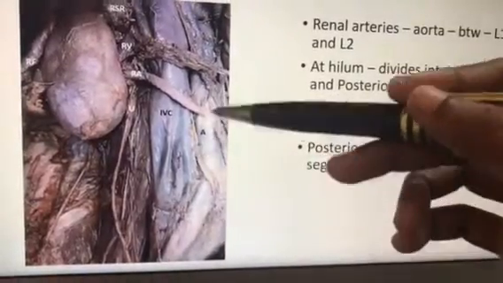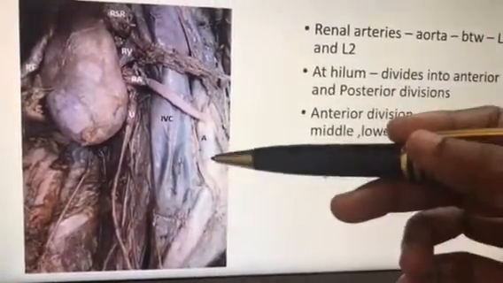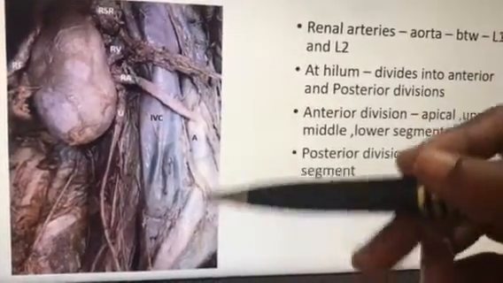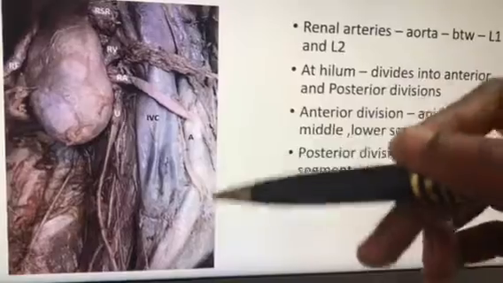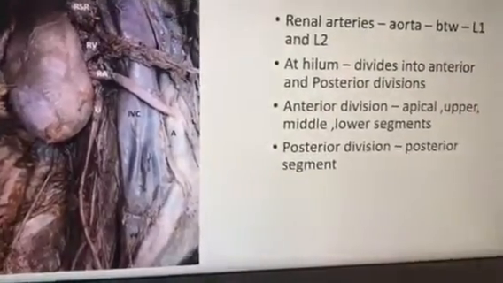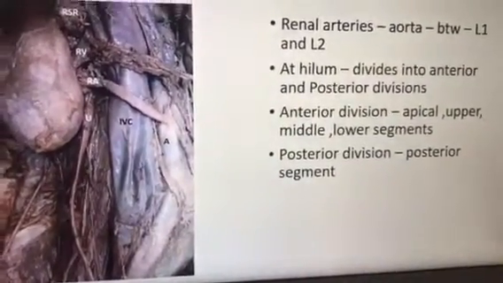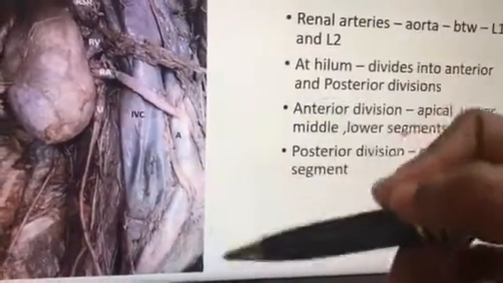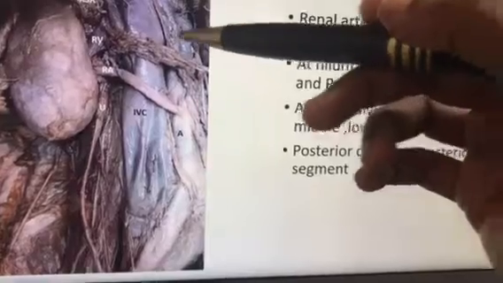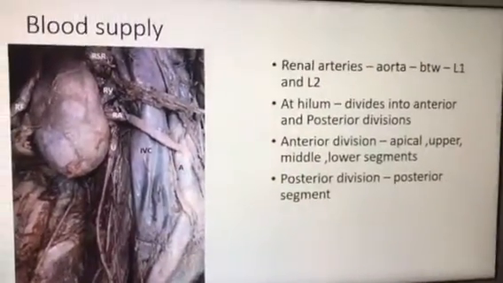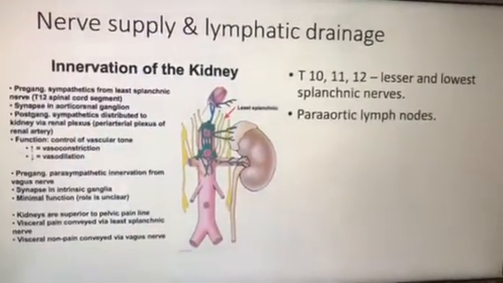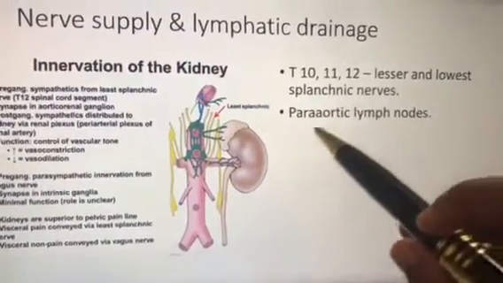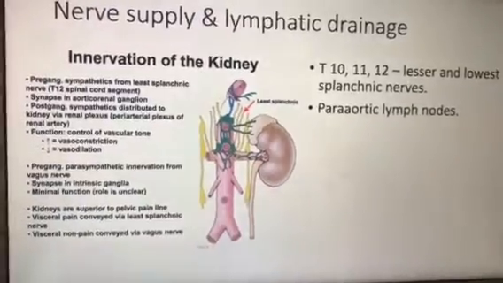The structures that drain into the left renal vein are the left testicular vein, left suprarenal vein, and left inferior phrenic. These three veins drain into the left renal vein, because the left side is very long, so they have to go to the left renal vein. From there only they will be coming to the inferior vena cava. And for nerve supply just write these nerves alone, T10, 11, 12, and the nodes as para-aortic lymph nodes.